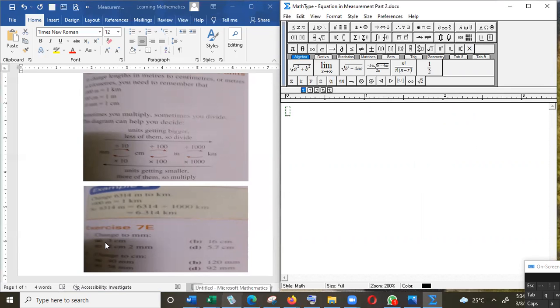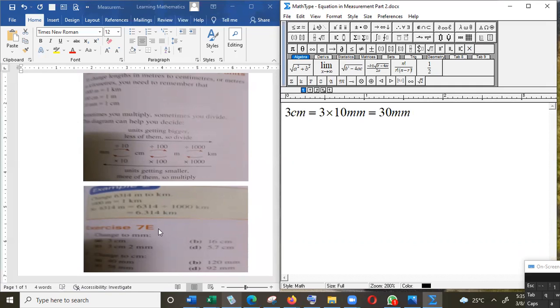Here, it says change to millimeters. So we have 3 centimeters. 3 centimeters is equal to how many millimeters? So from centimeters to millimeters, we're starting with centimeters and we want to go to millimeters. We have to multiply by 10. So that'll be 3 multiplied by 10, which is equal to 30 millimeters.